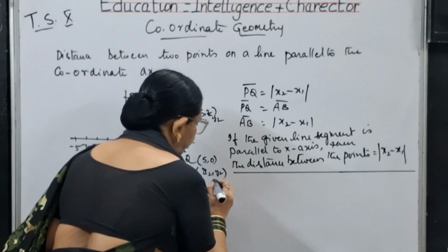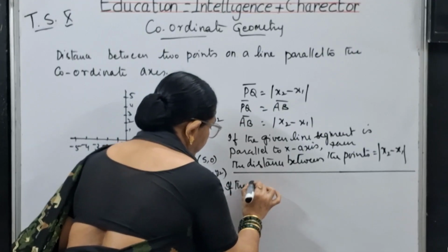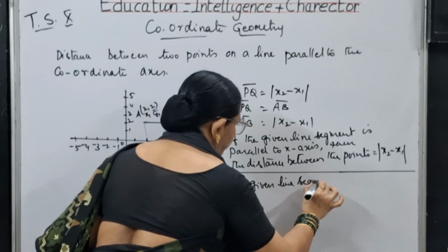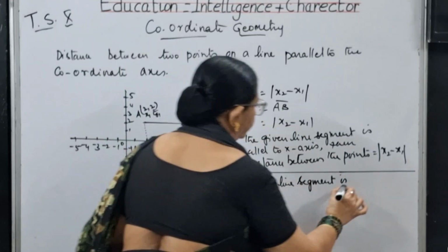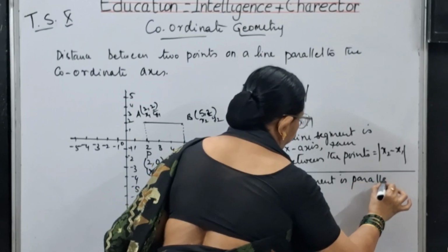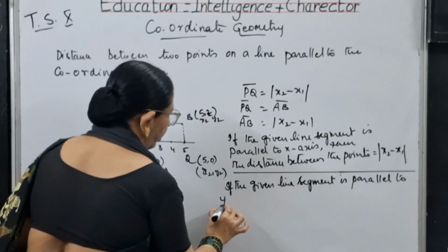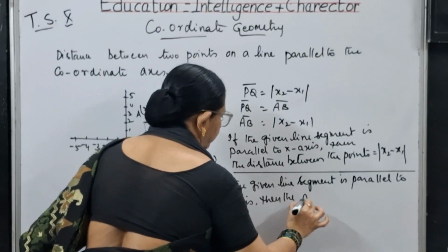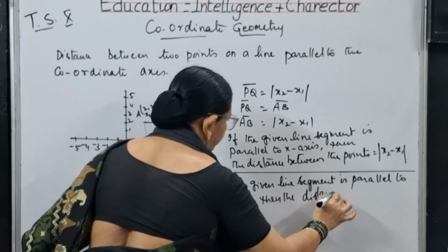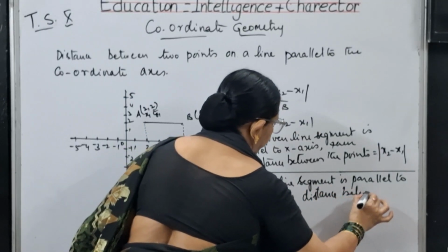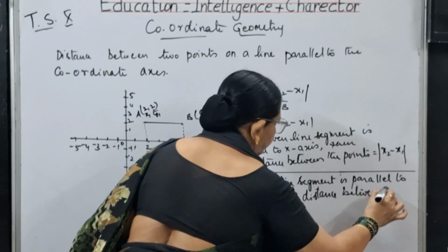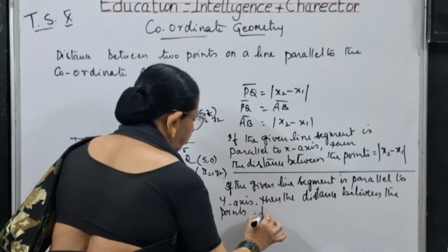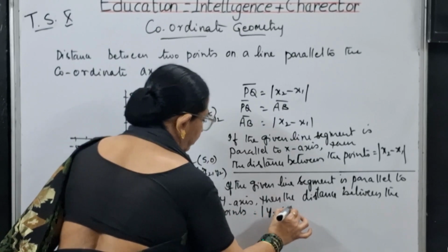So the second one: if the given line segment is parallel to the y-axis, then the distance between the points is equal to modulus y2 minus y1.